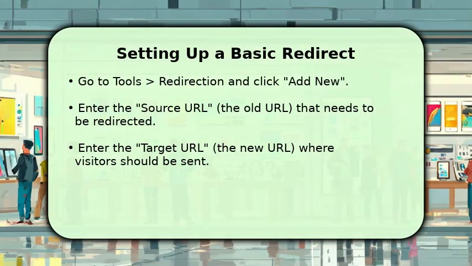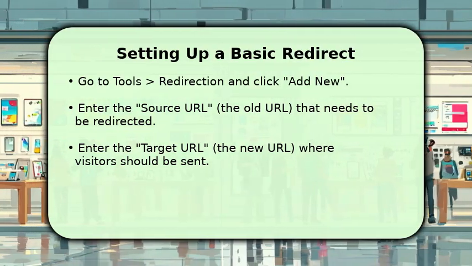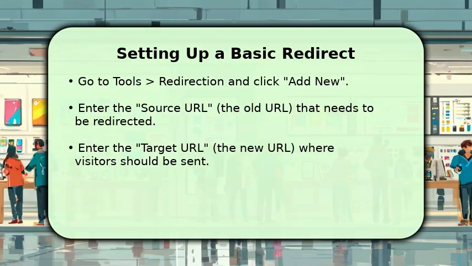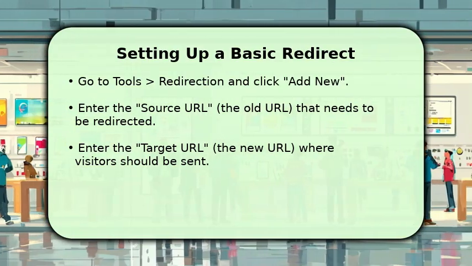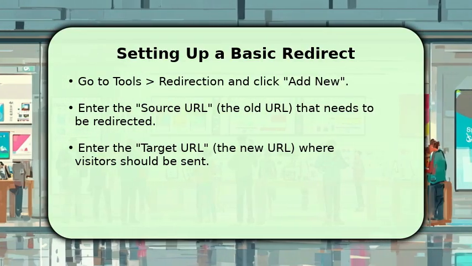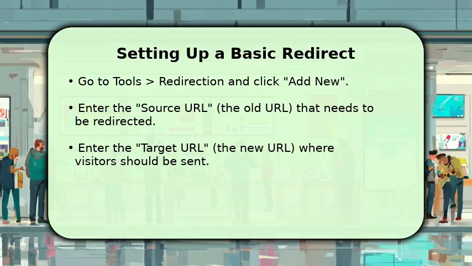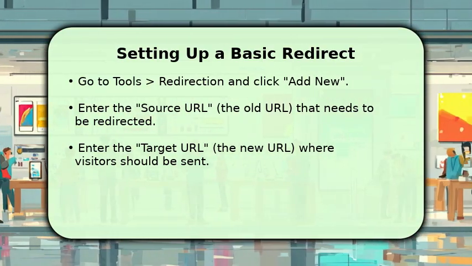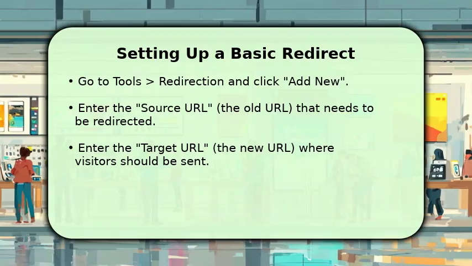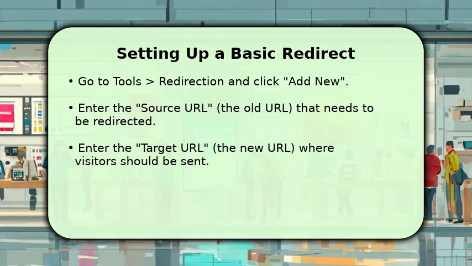Now let's create your very first redirect. Navigate to Tools, then Redirection, and click Add New. You'll see fields for source URL and target URL. The source is the old, broken, or changed link, and the target is where you want visitors to land. Make sure the HTTP code is set to 301 moved permanently for most situations, as this tells search engines the move is permanent. Click Add Redirect, and you're all set.